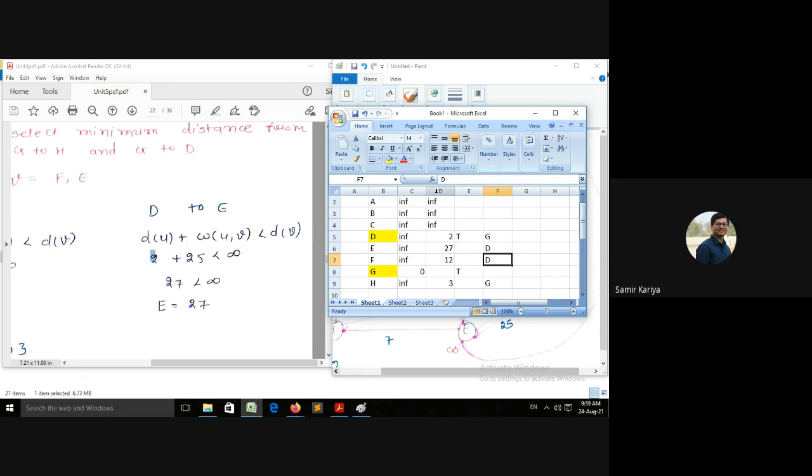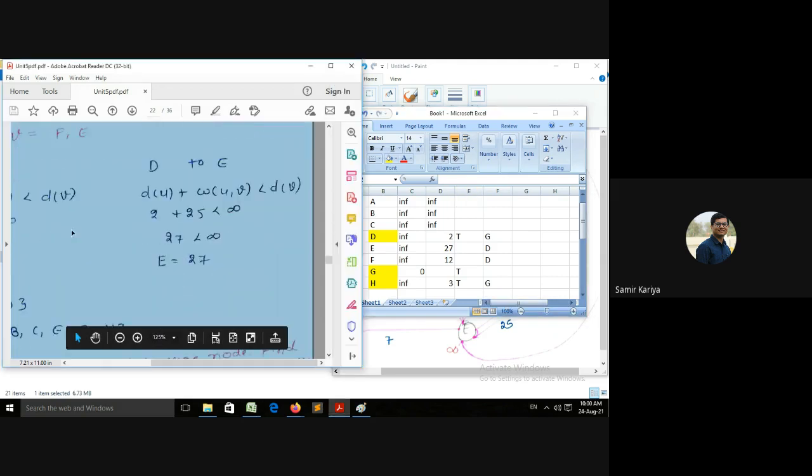Done. Now these are the remaining nodes: A, B, C, E, F, and H. D is already selected, meaning already done. G also done. Now out of the remaining nodes, let's select H because it has the minimum distance 3, and here make the T. T for true means it's selected. Done. Now next, step number 3.